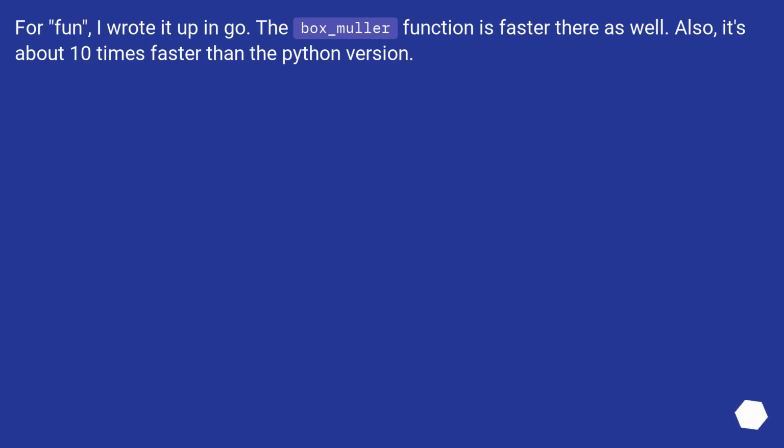For fun, I wrote it up in Go. The box_Muller function is faster there as well. Also, it's about 10 times faster than the Python version.